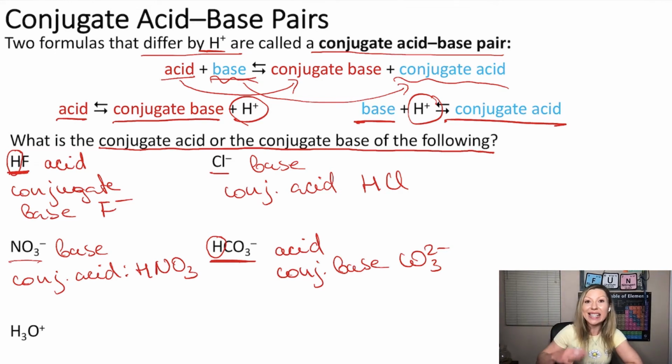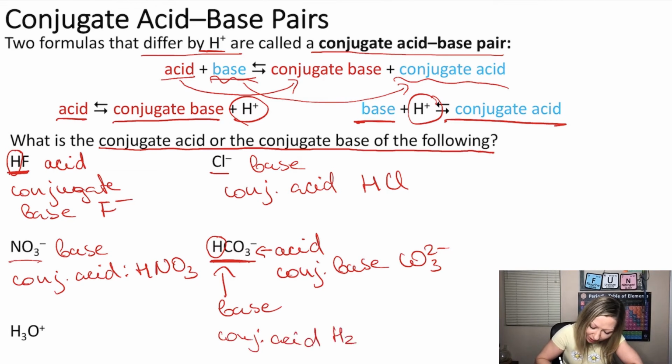But my question is, can we also add an H+ to bicarbonate, HCO3-? Yes, we can actually do that. So this can also act as a base and then form the conjugate acid of H2CO3, which is carbonic acid. So HCO3- can be both an acid or a base depending on whether it's accepting or donating an H+. Now, our last example is the hydronium ion.